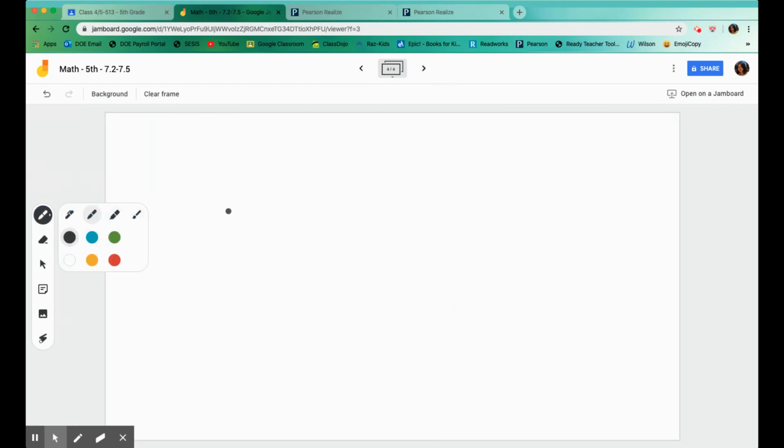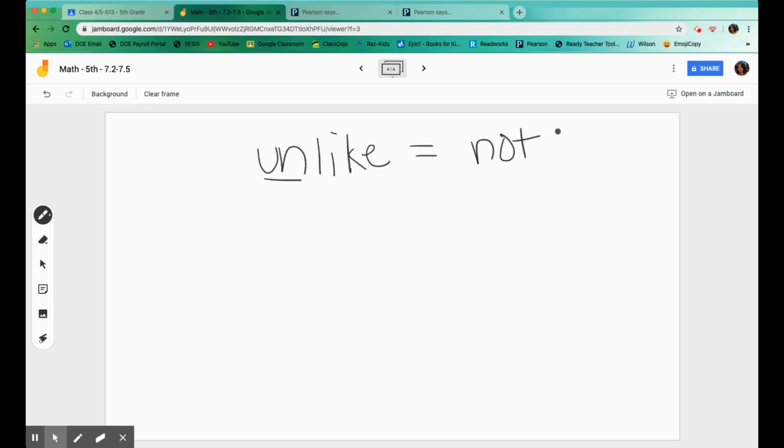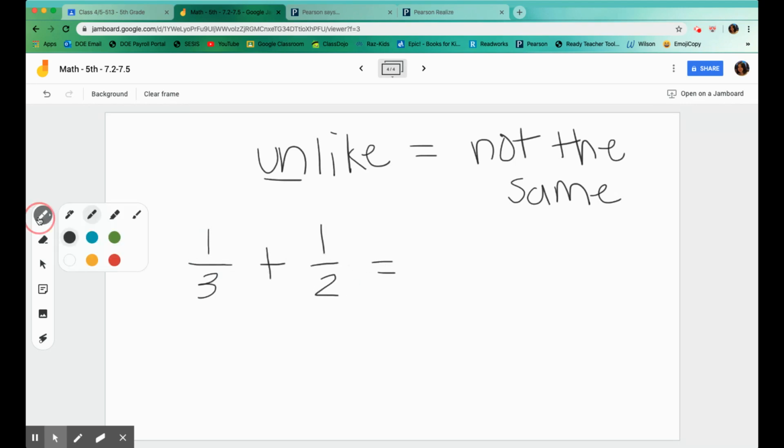Now, since we're in 5th grade, we're going to add and subtract fractions with unlike denominators. Unlike means not the same, or different, basically. So, for example, let's say that we have 1/3 plus 1/2. Do you see how the denominators of 3 and 2 are different? They're unlike, they're not the same, right?